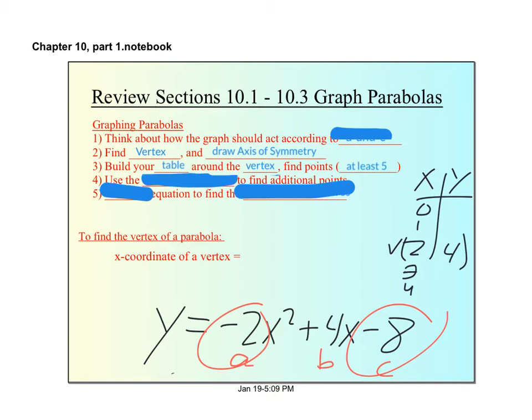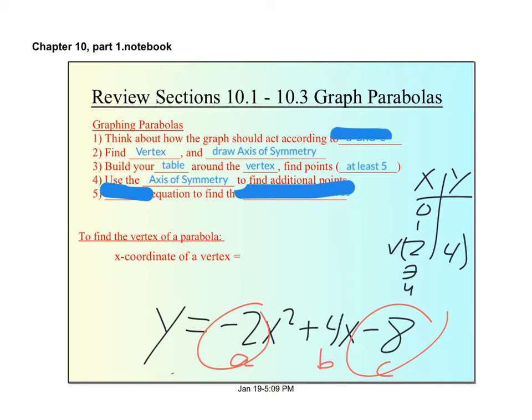and when you build around that, you'll see that mirroring pattern, which is nice, and that can help you find more points too, especially when you start making the parabola. I just have to find 1 and 0, and that can help me with 3 and 4. Point number 4 kind of says that as well, right? Use the axis of symmetry to find the additional points.